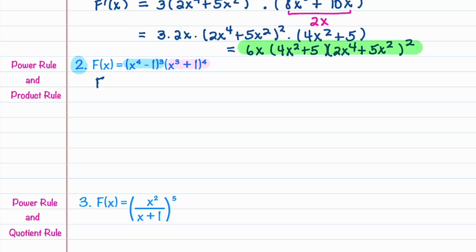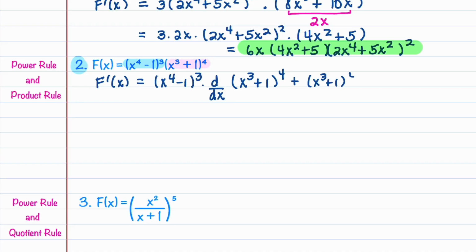We're going to write our derivative f prime of x as our first term, (x to the 4th minus 1) quantity cubed, times the derivative with respect to x of our second term, (x cubed plus 1) to the 4th, plus our second term, (x cubed plus 1) to the 4th, times the derivative of our first term, (x to the 4th minus 1) quantity cubed.